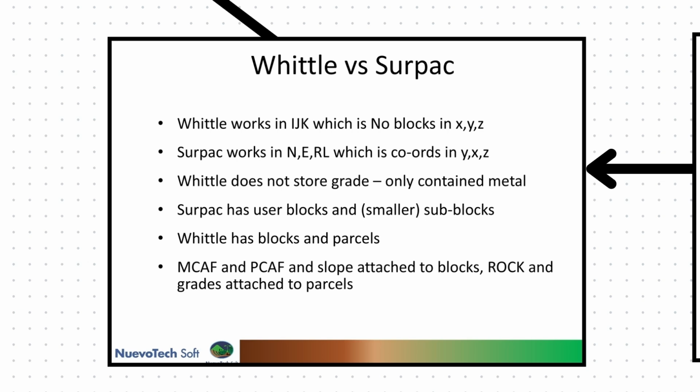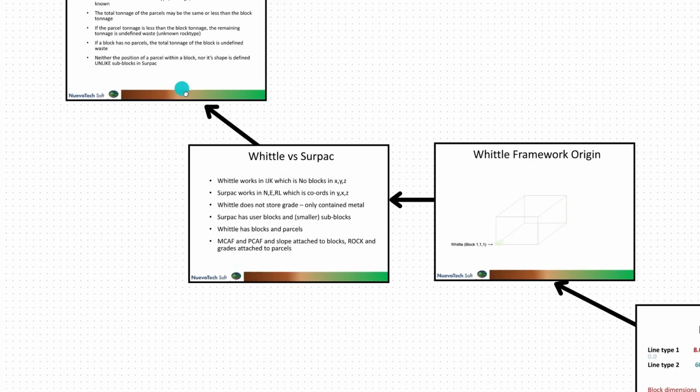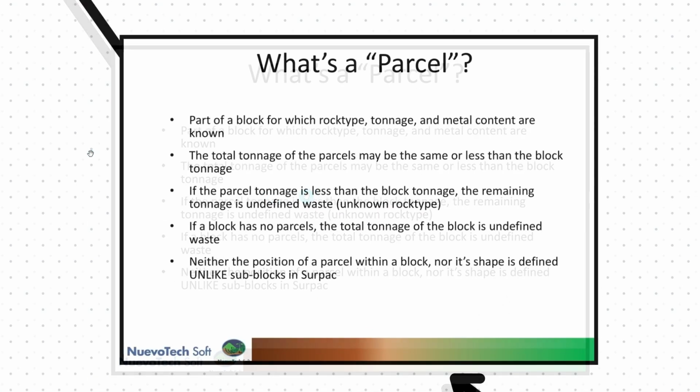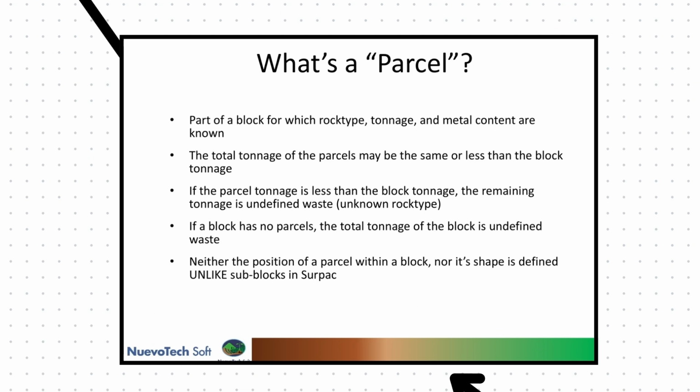So Whittle has the accurate metal in each block, right? A parcel in Whittle is the portion of the block for which we know the rock type, tonnage, and contained metal. Think of one block as possibly having different material. One part could be ore, another part could be waste. Each part is a parcel. The sum of all parcels in the block may equal or be less than the block's total tonnage. Any leftover is undefined, treated as waste.